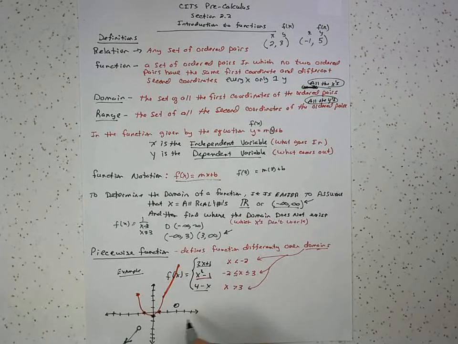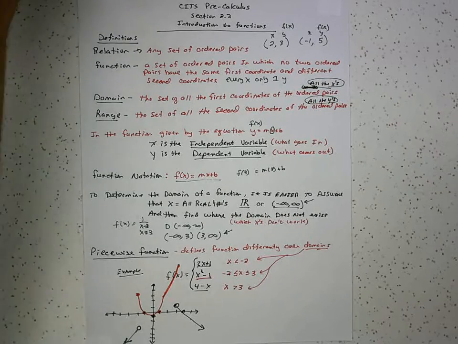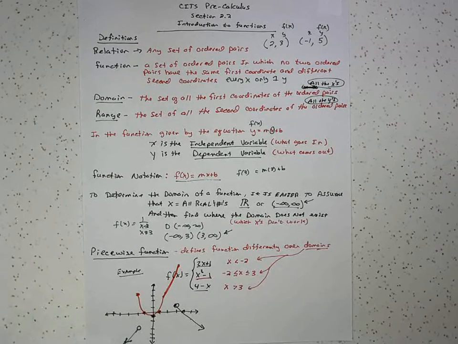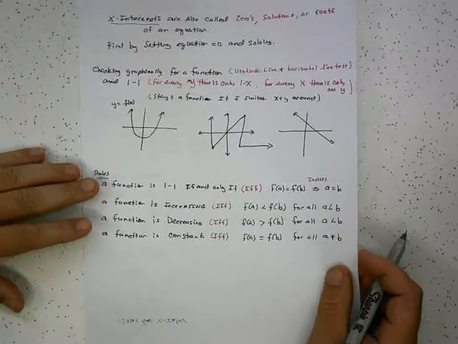Okay? And I have a slope of negative 1. So over 1, down 1, over 1, down 1. This graph's going to look like that. So there's the graph of a piecewise function. Depending on what value of x, you're looking at a different function to plug into to find the value. Okay? Now I've got a few more notes.